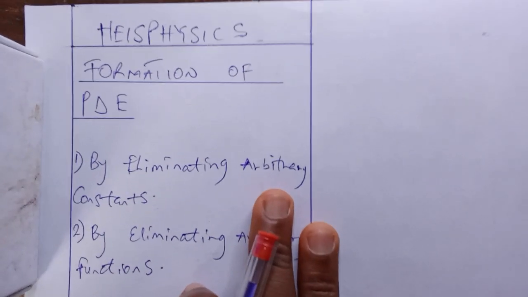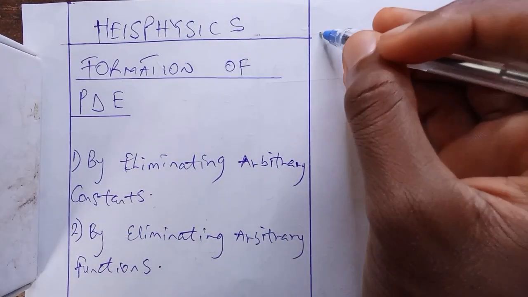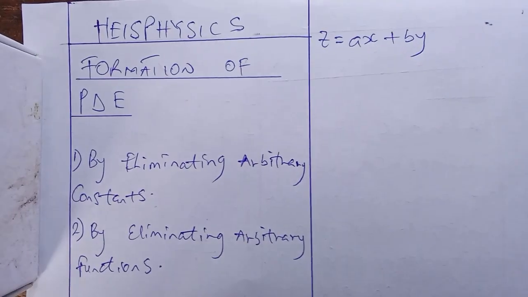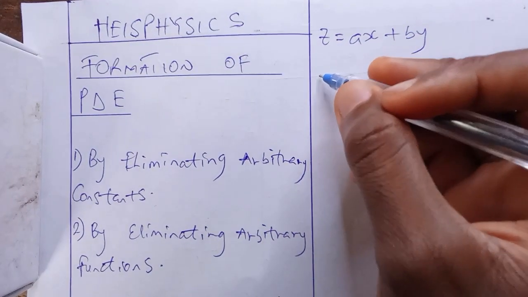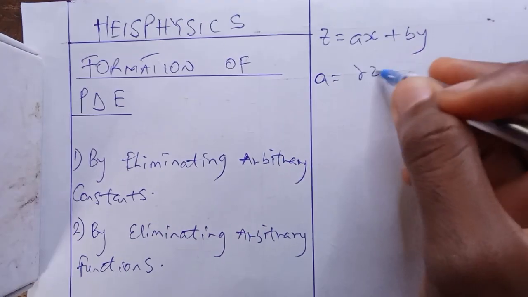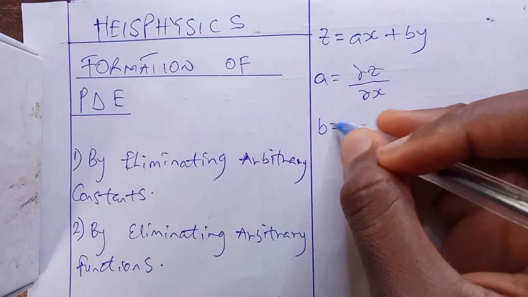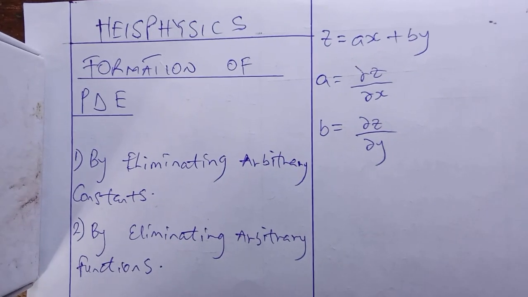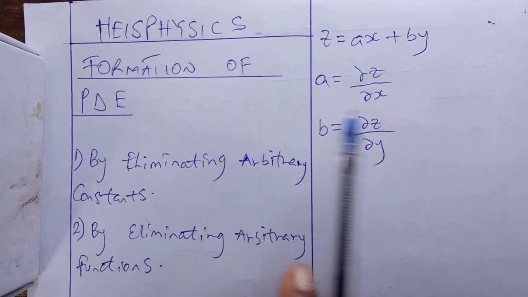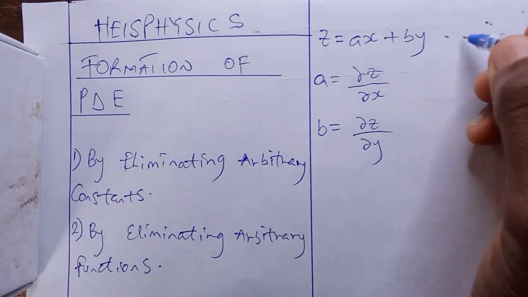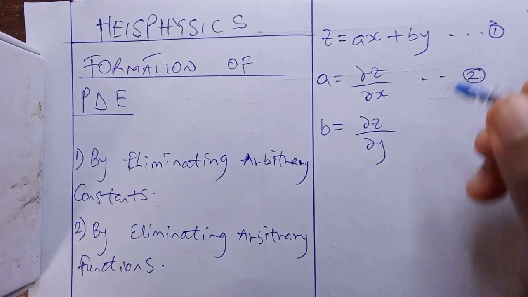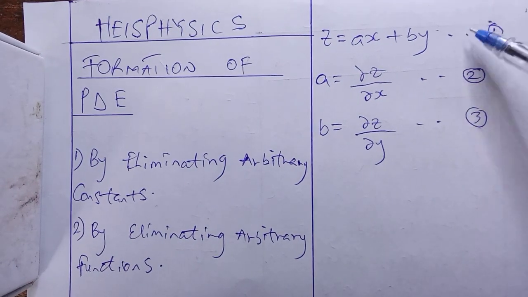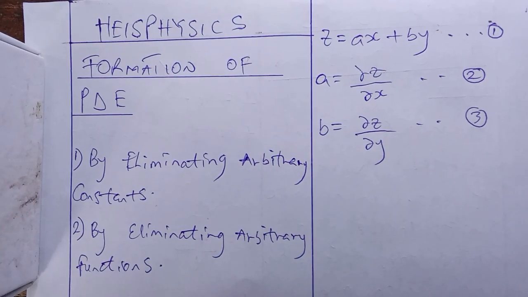So remember our given equation was what? z equals ax plus by, right? And we said that, according to equation 1, a equals partial of z with respect to x and b equals partial of z with respect to y. Just follow me slowly. Don't overthink. Now, if you substitute the values of a and b into our original equation, let's call this equation 1, equation 2, and equation 3. If you substitute equations 2 and 3 into our original equation, which is equation 1, we can eliminate a and b. Let's do that now.